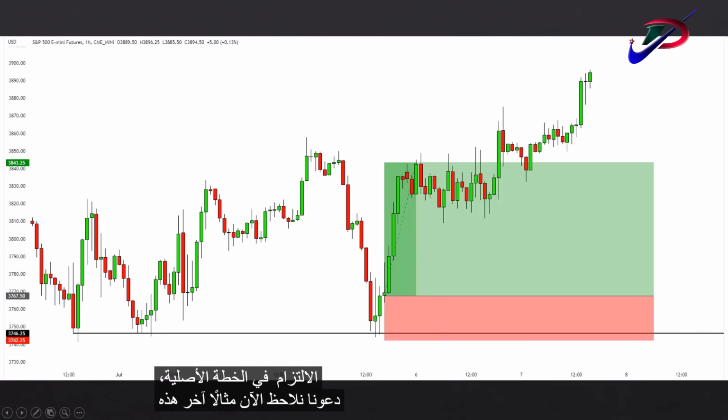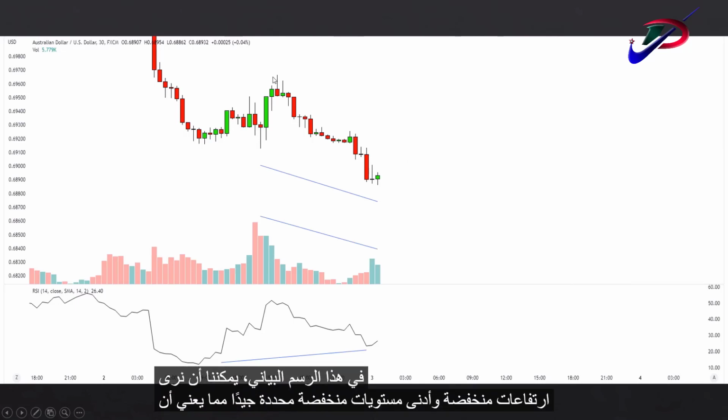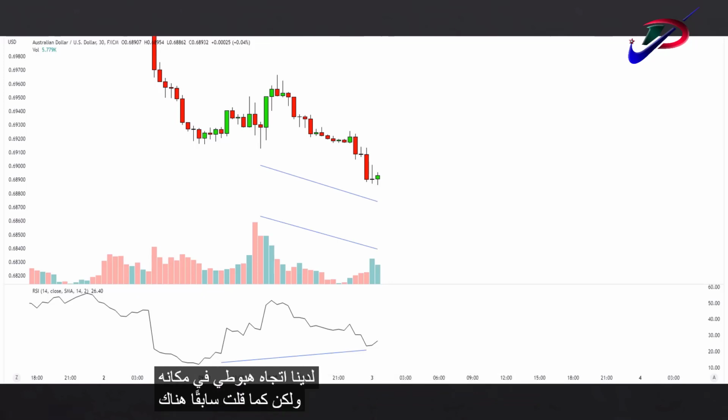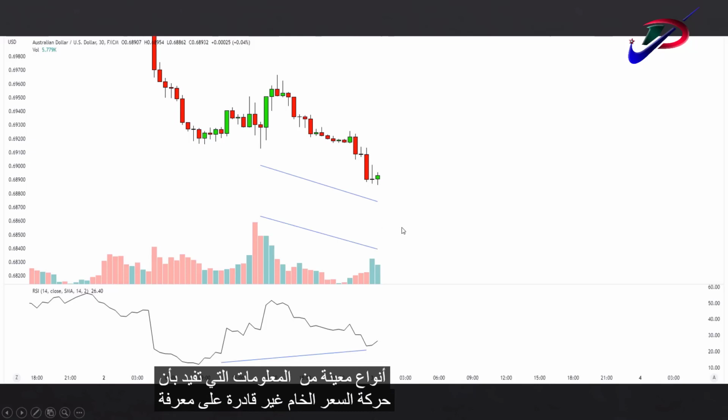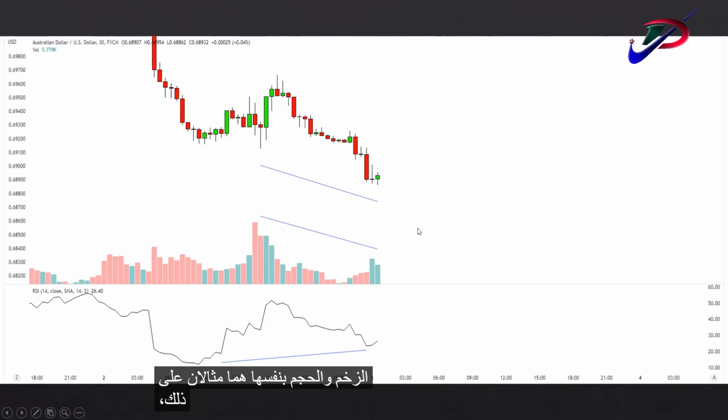Let's now observe another example, this time using volume divergence as one of the techniques. In this chart, we can see well-defined lower highs and lower lows, meaning that we have a downtrend in place. However, as I said previously, there are certain kinds of information that raw price action is not able to tell by itself. Momentum and volume are 2 examples of that. In other words, just by looking at the raw price, we cannot tell exactly the strength behind the price movement and the level of activity behind the price movement.